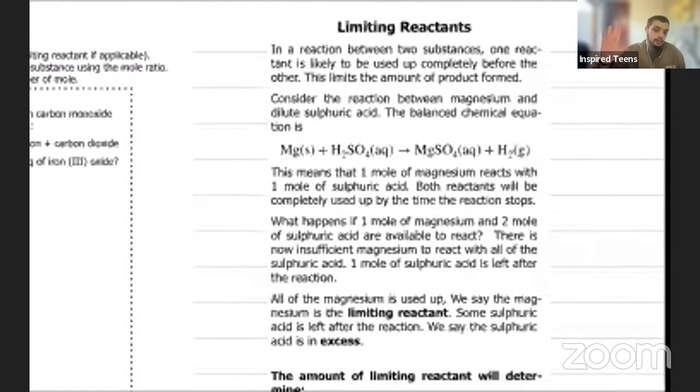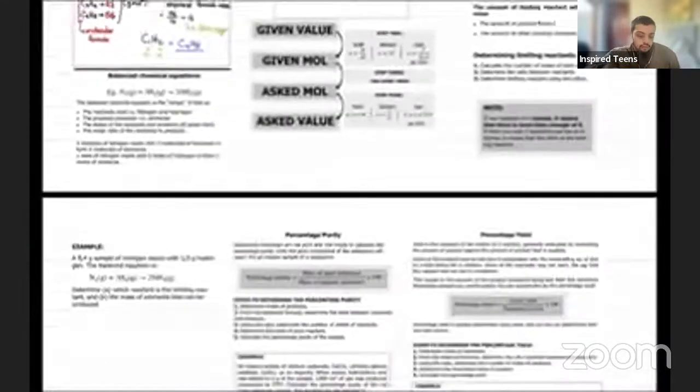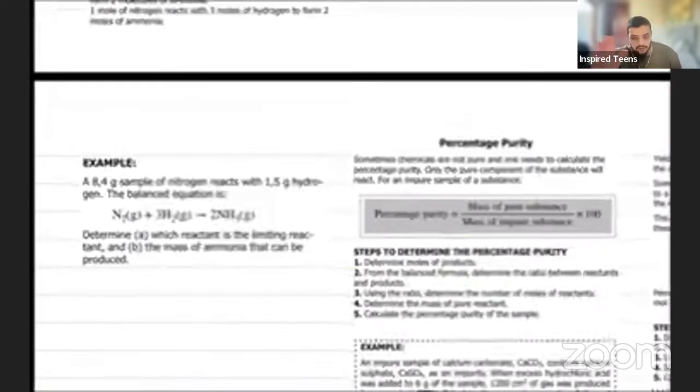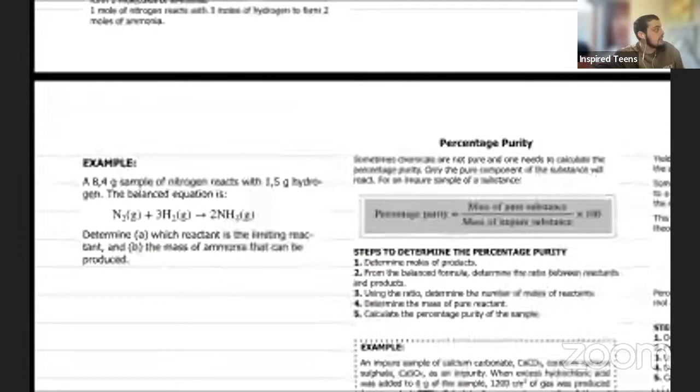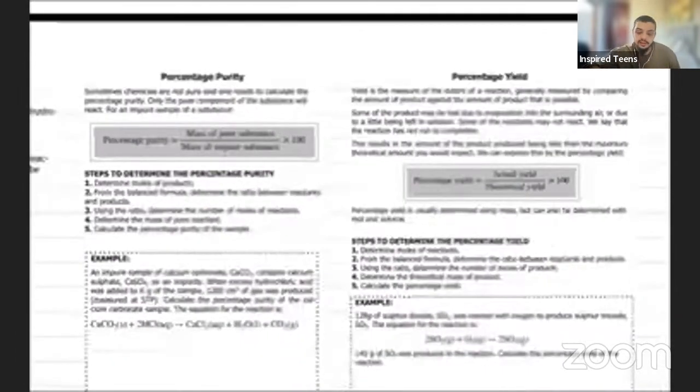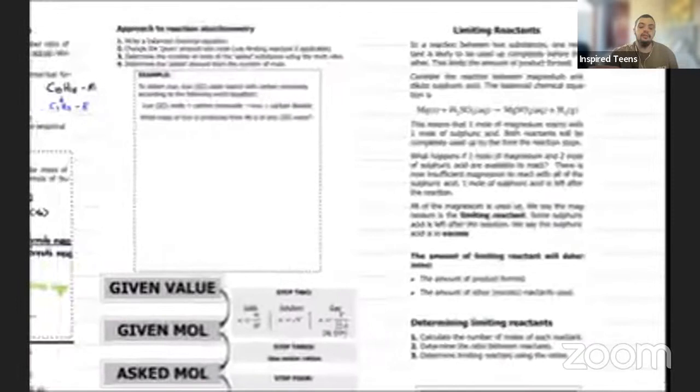Please note that we'll be using a Rice table. For those of you who don't use a Rice table, it's just the better way. It just makes more sense and makes things easy and concise to understand. And then we have percentage purity and percentage yield, and we are done. We're probably going to have at least 2 more lessons on stoichiometry.